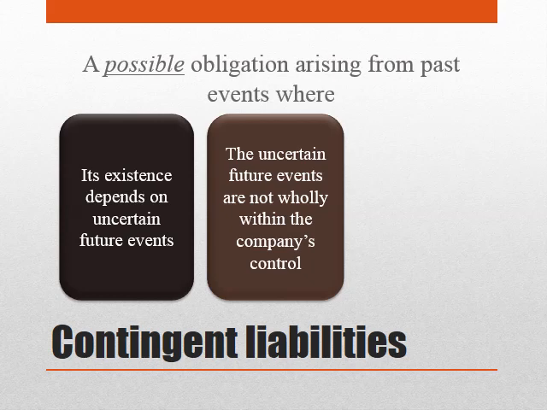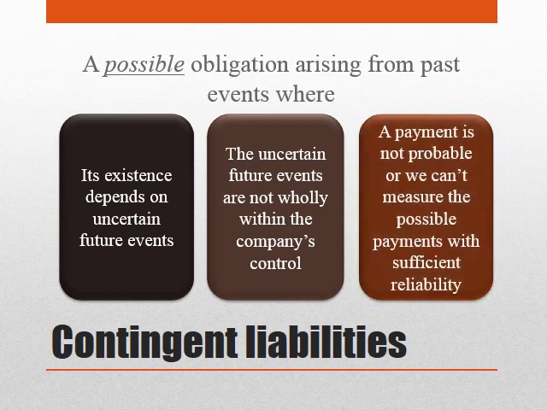Secondly, those uncertain events are not wholly within a company's control. So, for example, if we were going to court over a particular matter, we might not be certain whether or not we're going to win. So, the decision will not be under the company's control, it is in the control of the judge.